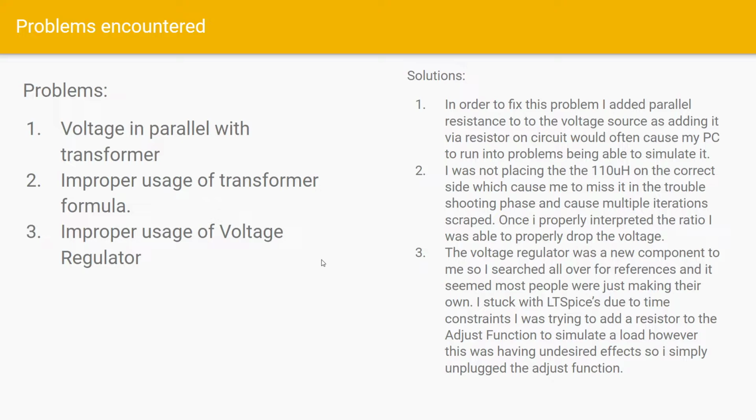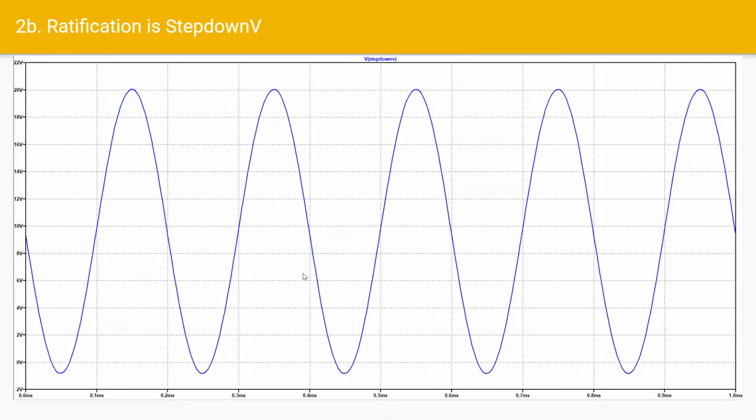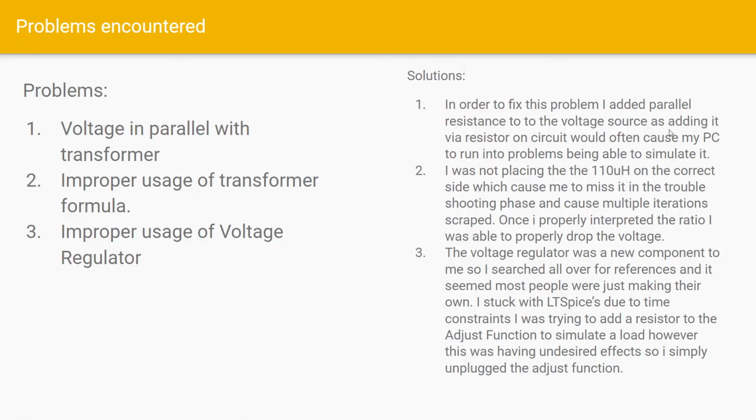So some of our problems that we encountered, the first problem obviously was the voltage in parallel with the transformer. In order to fix that problem, we simply added the internal resistance to the voltage source. I did try adding it in line here, right about here, but anytime I did, it either caused the simulation to run into problems with my PC, or it caused it to run the simulation really poorly. So I just decided to go with the easier route, which was internal resistance.